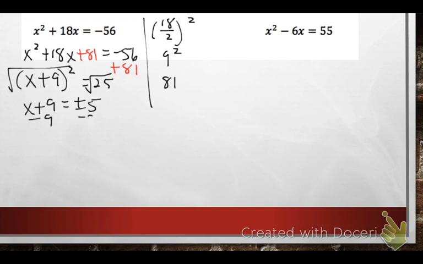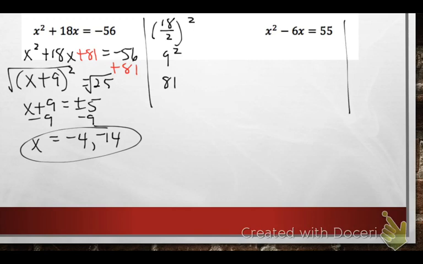So just subtract your 9 from both sides. So x equals 5 minus 9, which is negative 4. Negative 5 minus 9, which is negative 14. All right, last problem. So our c value is already moved over, so now let's just complete the square.